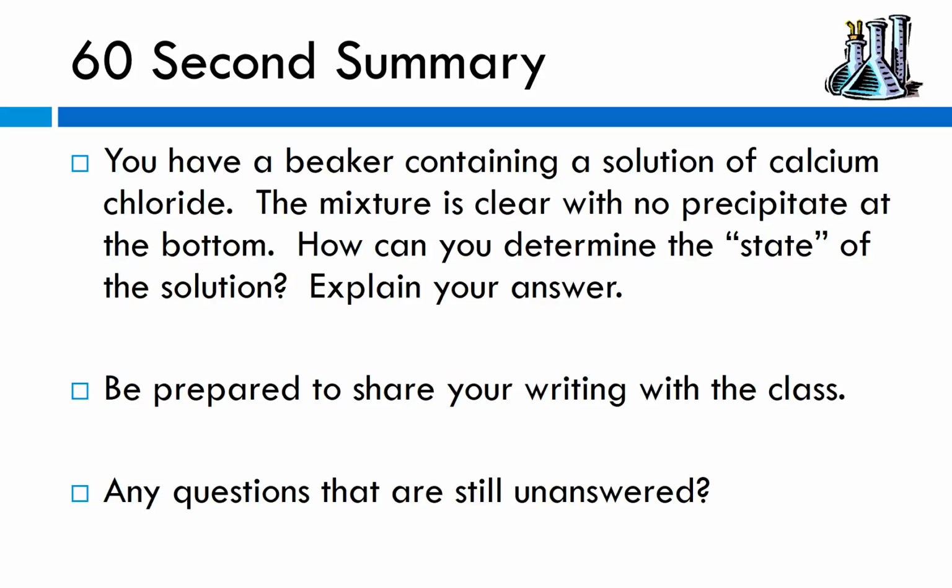60-second summary today. You have a beaker containing a solution of calcium chloride. The mixture is clear with no precipitate at the bottom. How can you determine the state of the solution? Explain your answer. Yeah, this is kind of a tricky one, but I bet if you stop and think about it for a little while, you'll be able to figure it out.